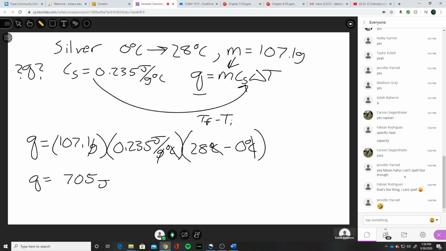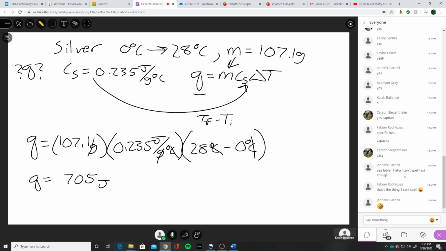And it does cancel both of those out because when you do the subtraction, you're left with just 1 unit of degrees C. So 705 joules is our answer there.